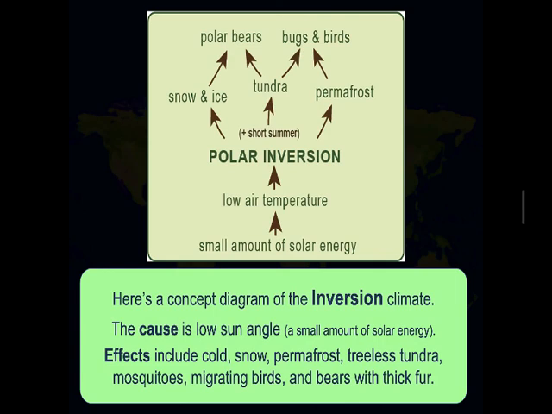This is a concept diagram of the inversion climate. The cause is low sun angle, a small amount of solar energy. Effects include cold, snow, permafrost, treeless tundra, mosquitoes, migrating birds, and bears with thick fur.